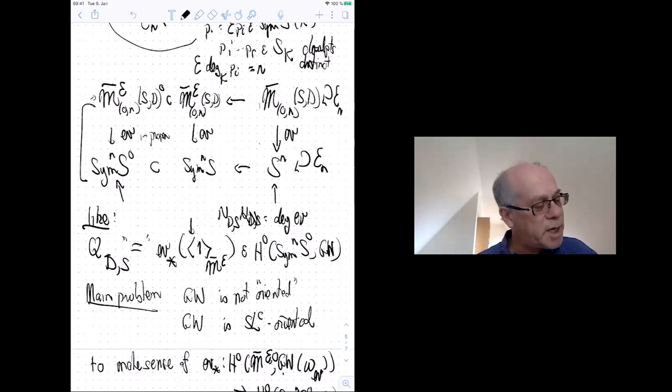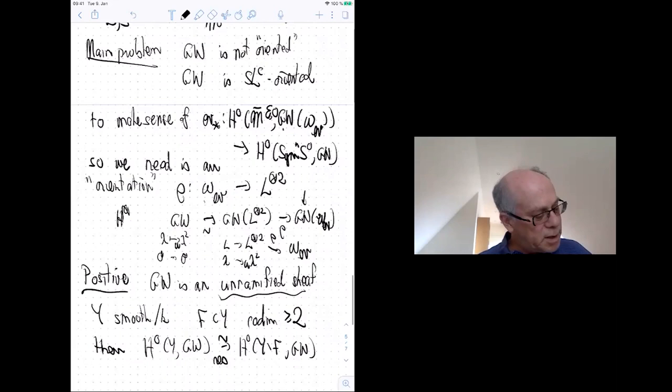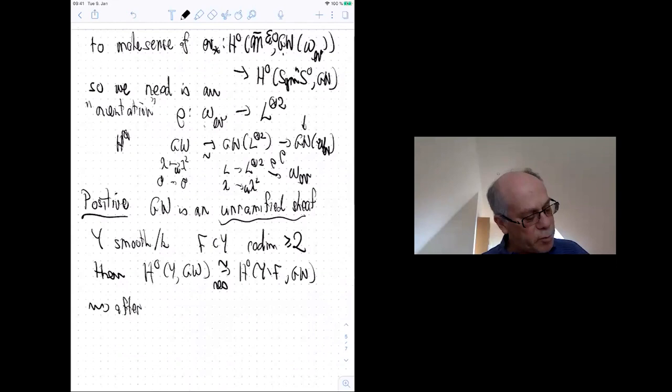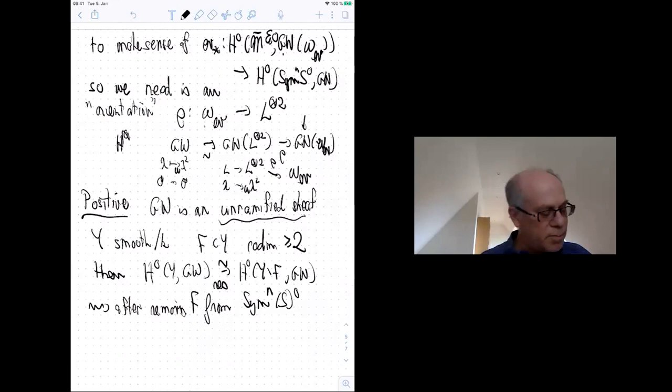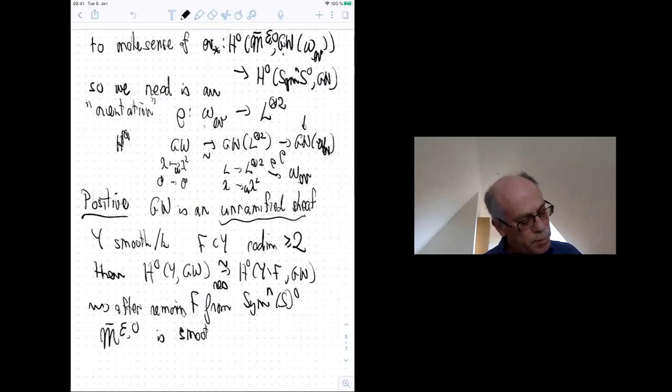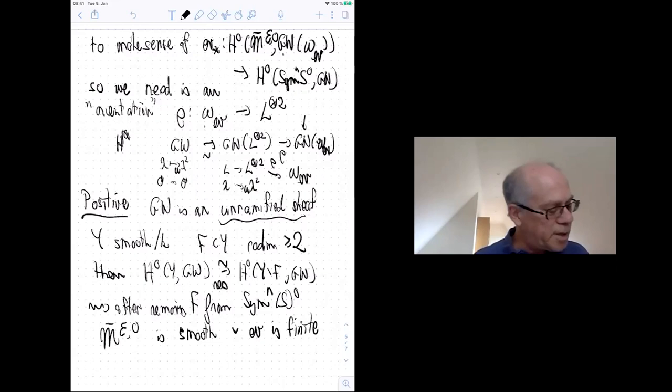And after doing that, here's where a little geometry comes in: after removing such an F from this Sim^n S0 and then removing the inverse image from the moduli space, this moduli space is smooth, it's a smooth scheme, and this evaluation map is finite. So there are no stacky or singularity related problems after doing this.